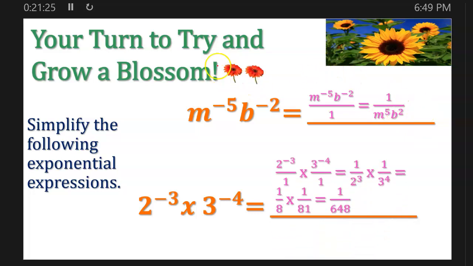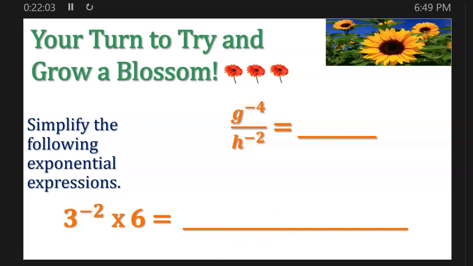Okay, the second one, 2 to the negative 3 times 3 to the negative 4, we're going to place those numbers over 1, turning them into fractions, then flip them around. The negative exponent goes away, and since it did not tell us to place our numbers in exponent form, we're going to multiply those out. So 2 times 2 times 2 is an 8, so we end up with 1 over 8, and then 3 times 3 times 3 times 3 is 81. So 1 times 1, when we multiply across, is a 1. And then multiply your denominators across, and you end up with 648 in your denominator.